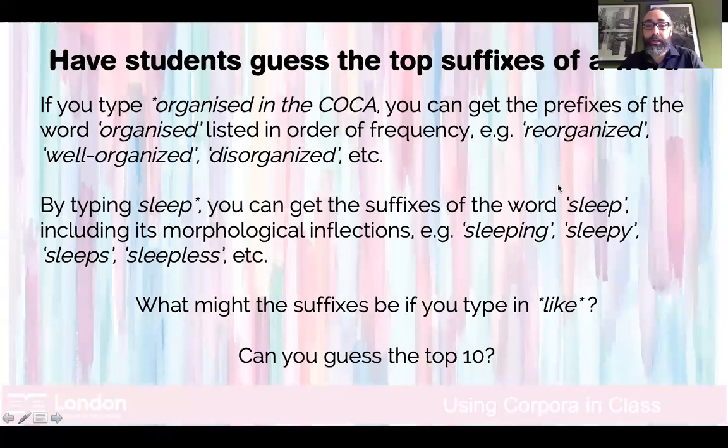The other thing you can do with a corpus is use the asterisk, as I said before, to find prefixes and suffixes, okay? So, for example, with organized, if you type asterisk organized, you will get reorganized, well organized, disorganized, etc. Or by typing sleep and asterisk, you would get sleeping, sleepy, and so on. So what may be the suffixes for asterisk like asterisk? And you give them, okay, can you guess the top 10, for example?